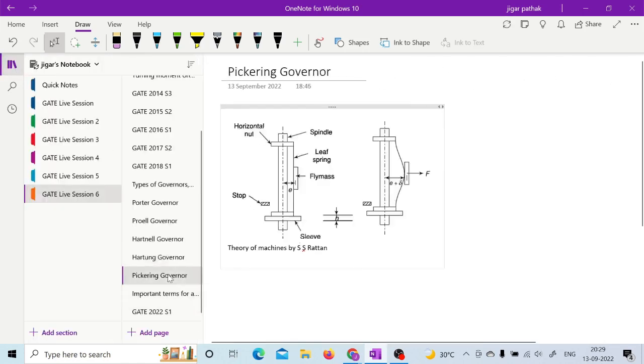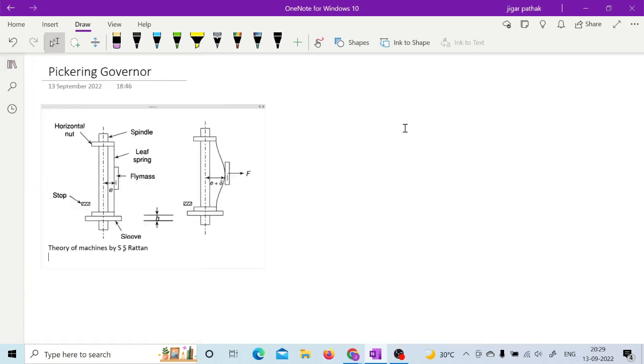So once you have that spring controlled governor, then you are having this Pickering governor. So actually this Pickering governor is having this 3 leaf spring, and they have attached one fly mass at the center of that leaf. So here only one leaf is shown. So you can see whenever this fly mass will have that centrifugal force, it will move away by the distance e plus delta, as it is mentioned in the figure.